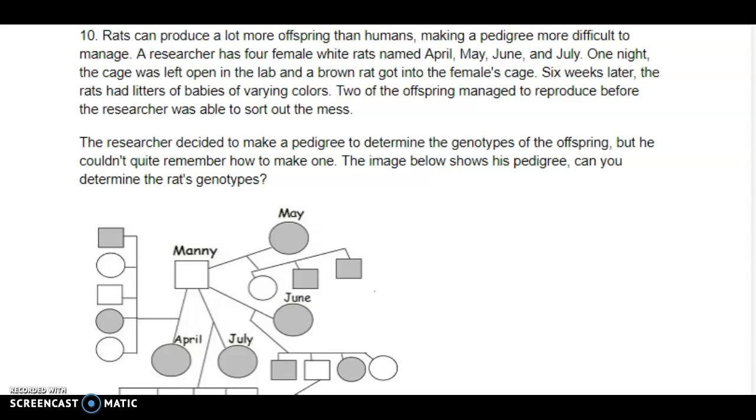A researcher has four female white rats named April, May, June, and July. One night, the cage is left open in the lab, and a brown rat got into the females' cage. Six weeks later, the rats had litters of babies of varying colors. Two of the offspring managed to reproduce before the researchers were able to sort out the mess. The researcher decided to make a pedigree to determine the genotype of the offspring, but he could not remember how to make one. The image below shows his pedigree. Can you determine the rats' genotypes?